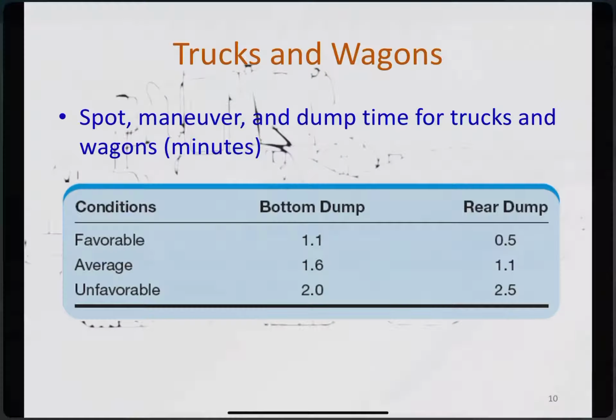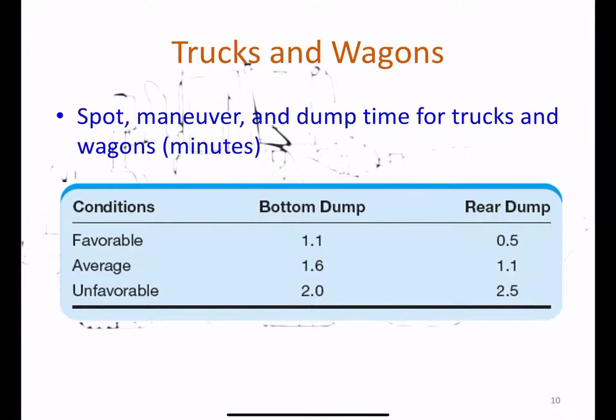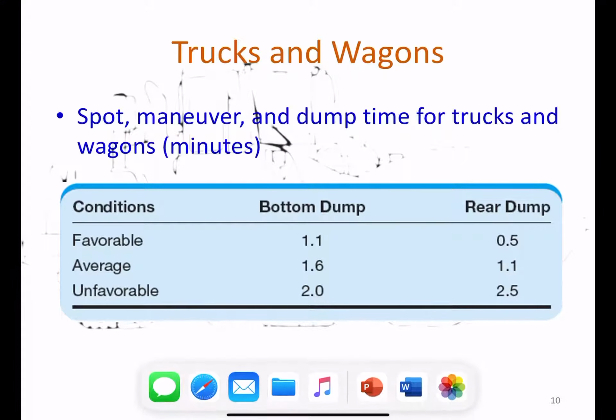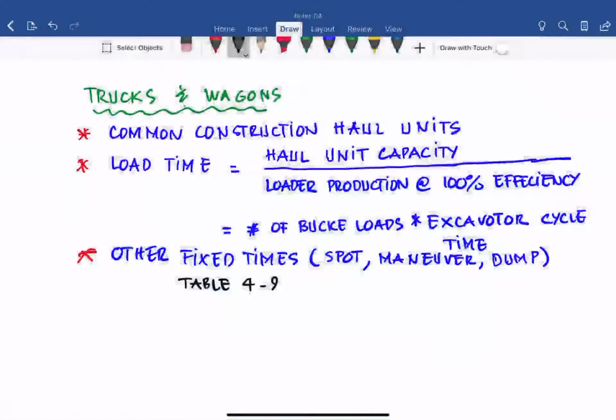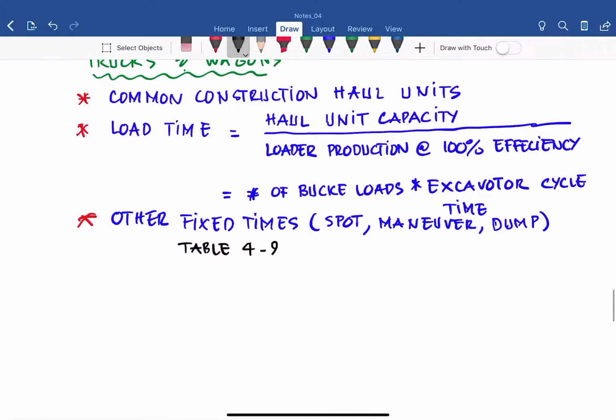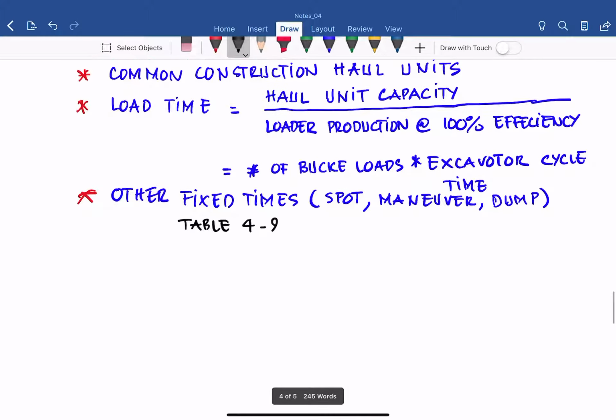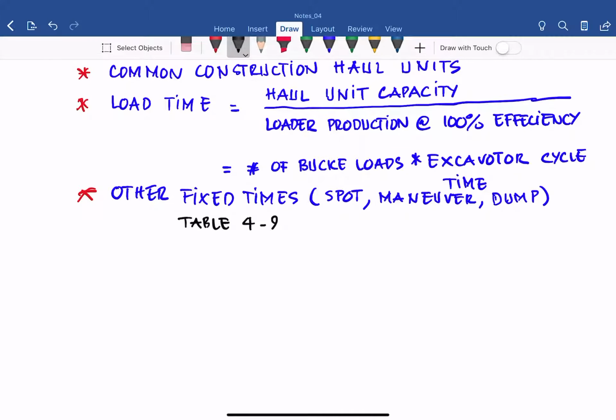What is the table? It's here. So the truck and wagon in minutes, bottom dump or rear dump. What is the operational condition? Favorable, average, unfavorable. You can have that minutes for the fixed time, and they combine spot, maneuver, and dump time. Then when we have the load time, we can determine how many hauler units we need.